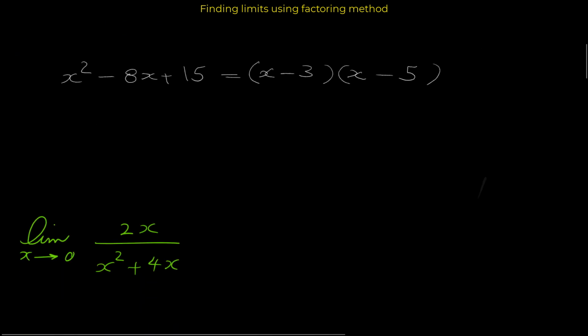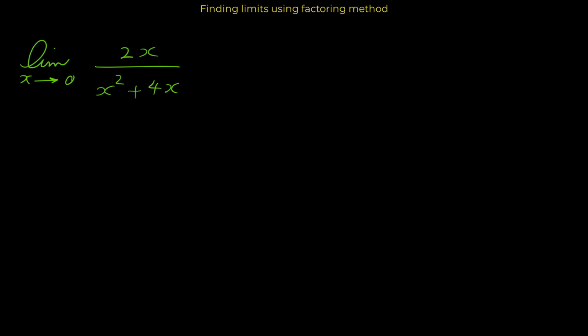Let me show you another example. Here we want to find the limit as x approaches 0 of 2x over x squared plus 4x. Again, we substitute 0 for x. 2 times 0 is 0. 0 squared is 0 plus 4 times 0 is also 0. So the denominator is also 0. So this limit is also an indeterminate form. So with direct substitution we cannot find this limit. So again we have to try to factor the numerator and denominator.